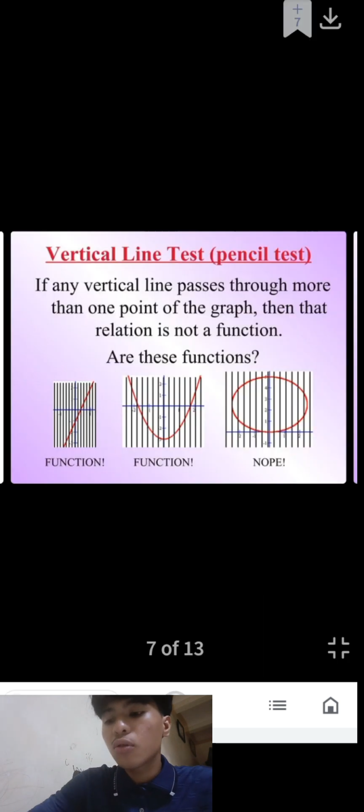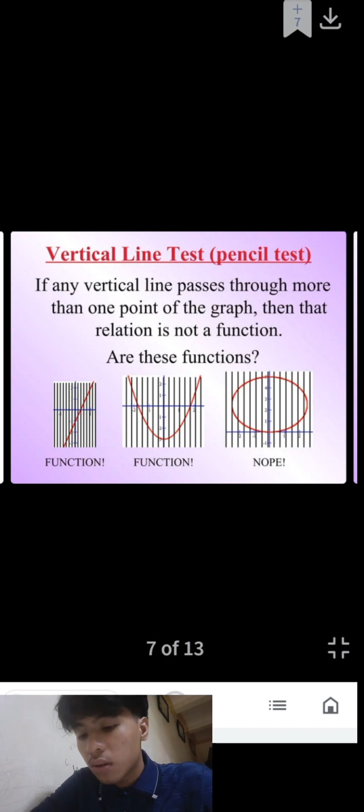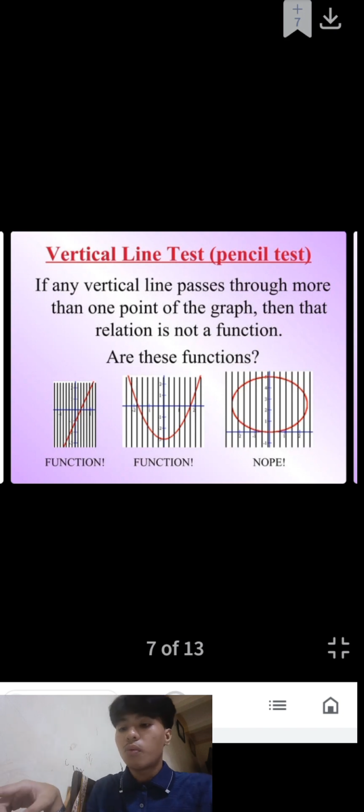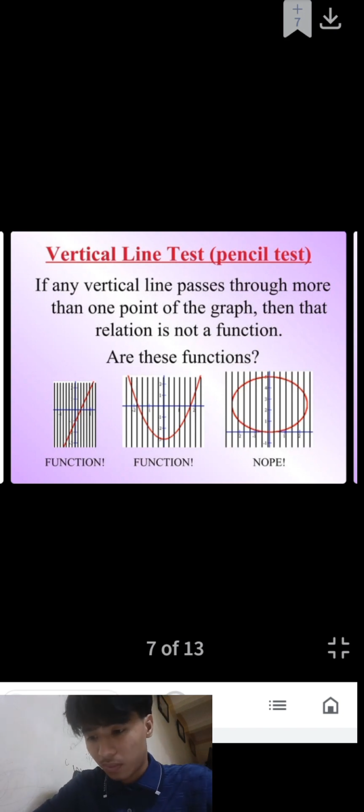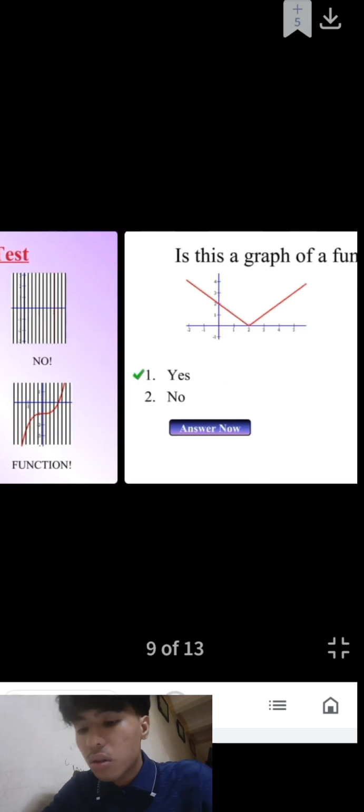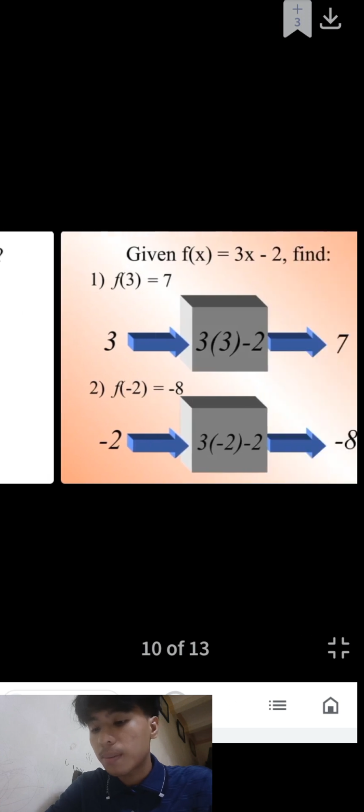So here, this is the vertical line test. If any vertical line passes through more than one point of the graph, then that relation is not a function. Are these functions? The first one is a function because the line only goes through one point. The second one is a function too. Number 3 is not, because it passes through more than one point.